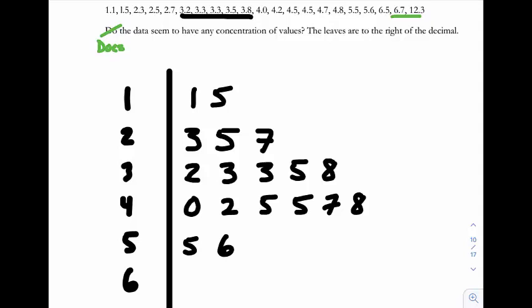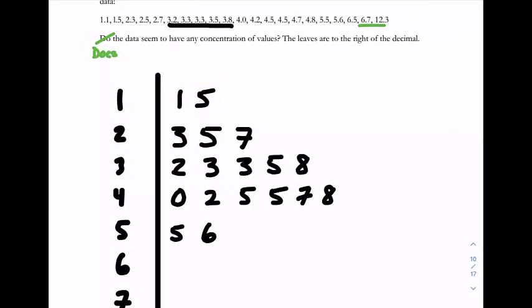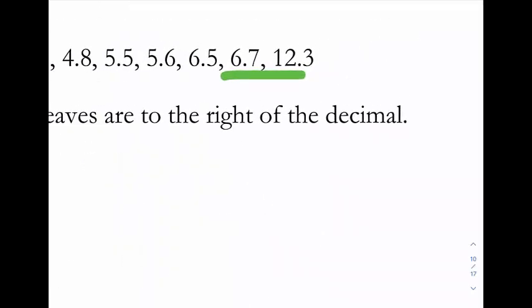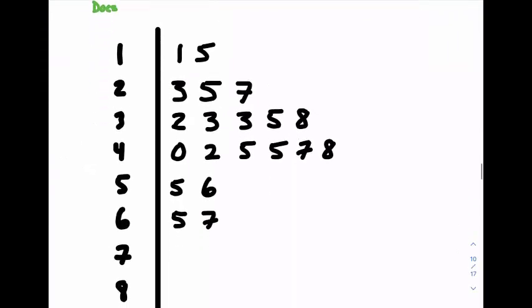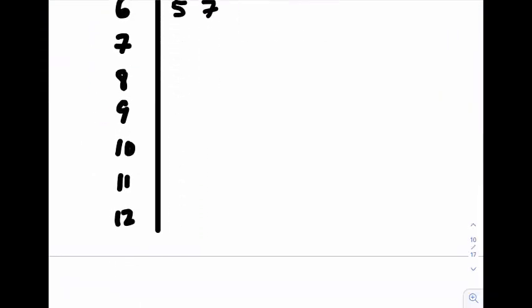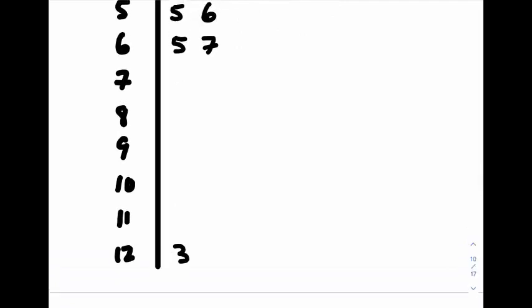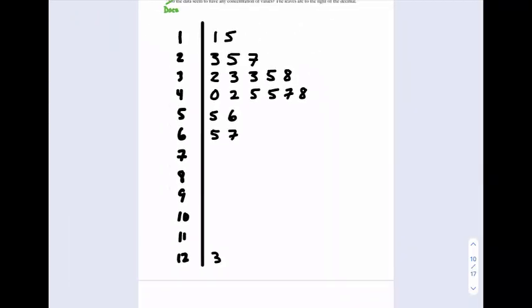And last, for 6 kilometers, it is 6.7 and, no, let me go back here: 6.5, then 6.7 kilometers. Okay, done. Then the last one, way at the bottom, is that 12.3. It's important here to have that gap. So right at the bottom is the 3, and yes, that is our stem plot. We have to have the gap here.